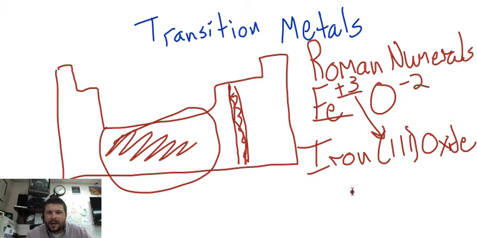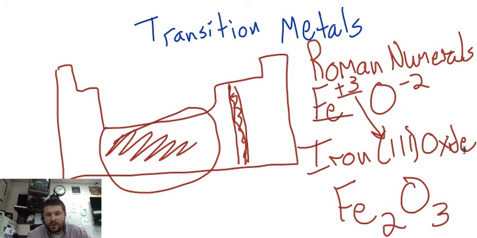All right, and if I wrote the formula for this, not any different here. 2 would go there, 3 would go there because I crisscross it. All right, let's look at another example of this.